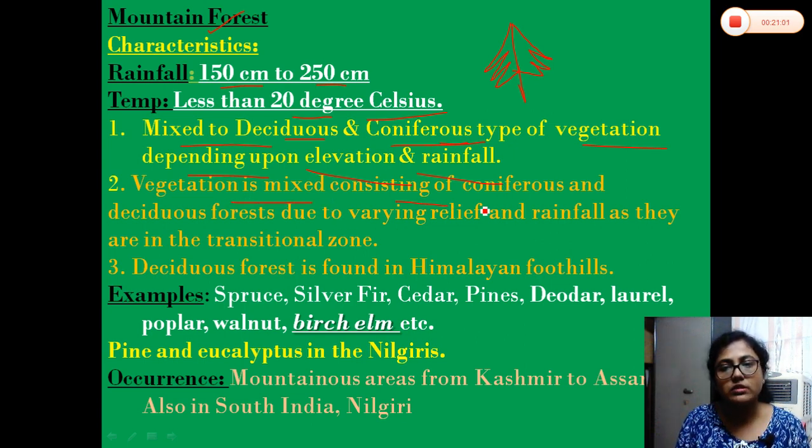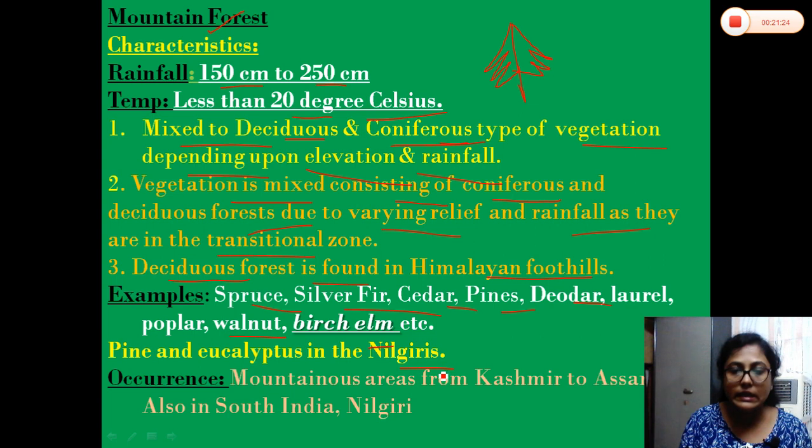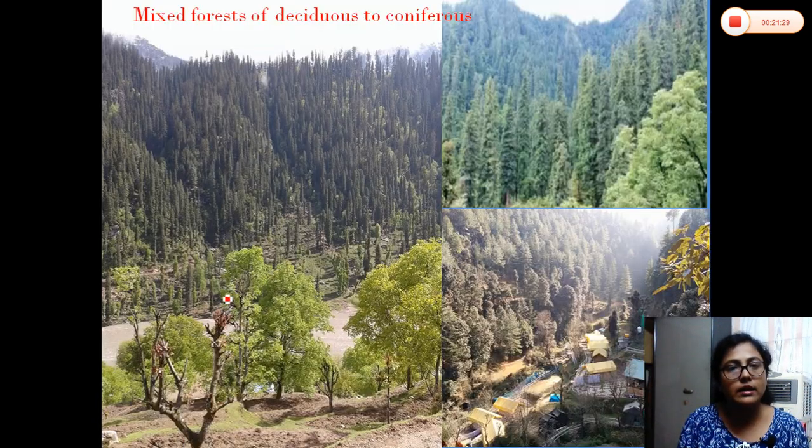Vegetation is mixed, consisting of coniferous and deciduous trees due to varying relief and rainfall, as this is a transitional zone. Deciduous forest is found in the Himalayan foothills. The different types of trees found here are spruce, silver fir, cedar, pines, deodar, laurel, poplar, walnut, birch, elm, etc. Pine and eucalyptus are found in the Nilgiri mountains. Now next, see this mixed forest of deciduous and coniferous.